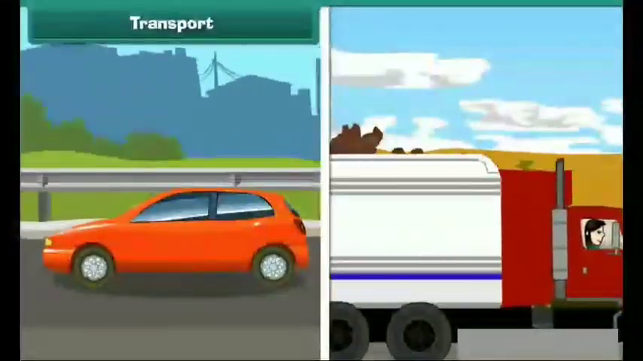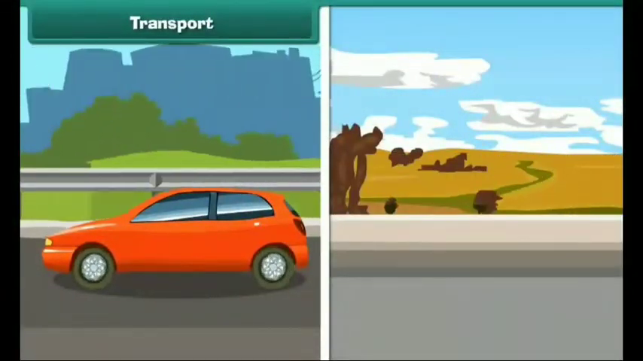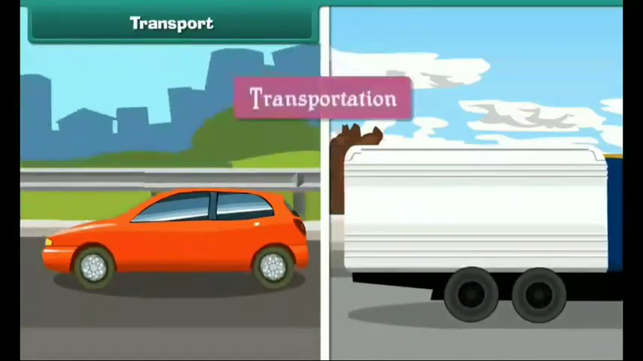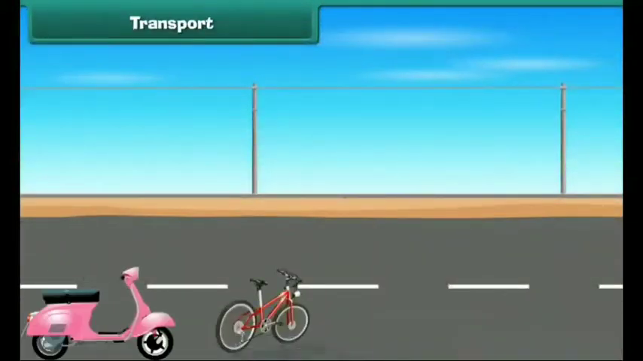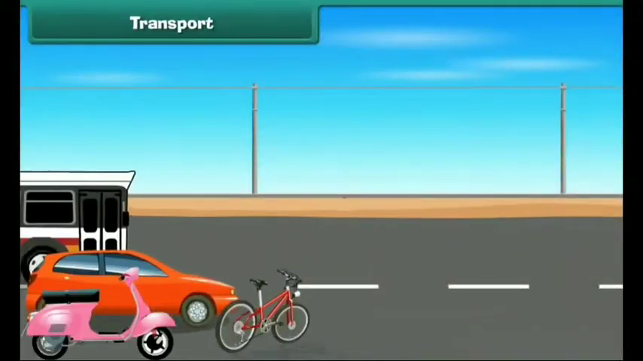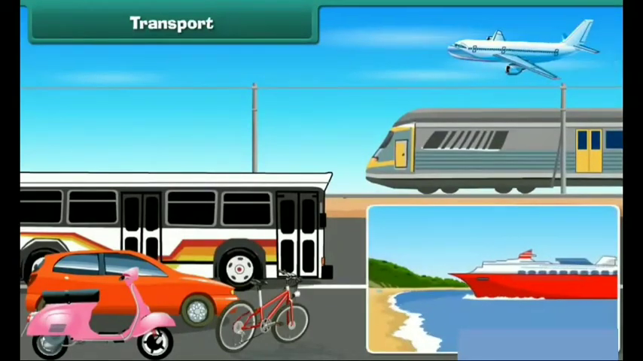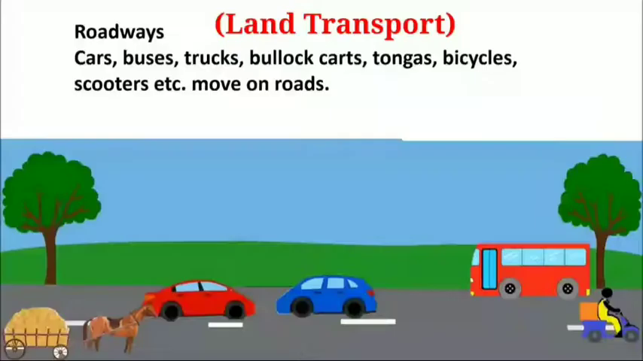Transport, the movement of goods, animals, and people from one place to another, is known as transportation. People use cycles, scooters, cars, buses, trains, boats, ships, and aeroplanes to move from one place to another. The vehicles used to move goods and passengers from one place to another are called means of transport.